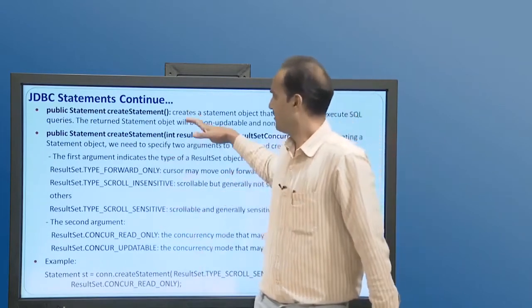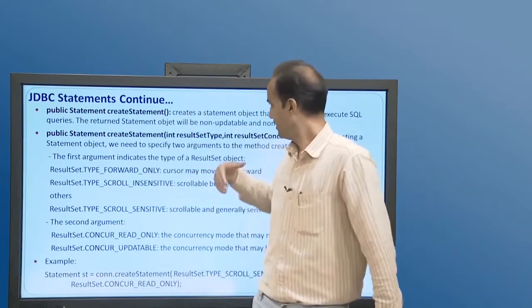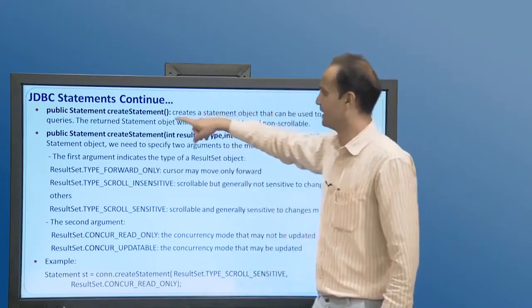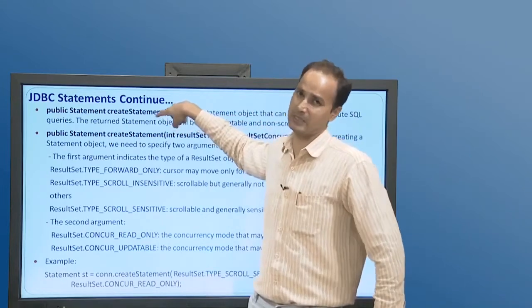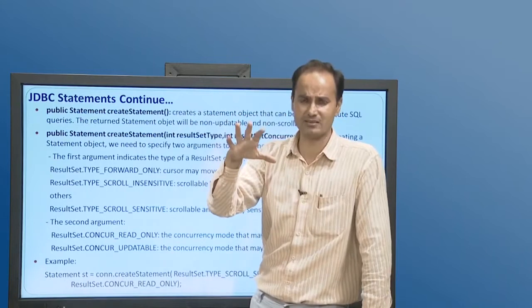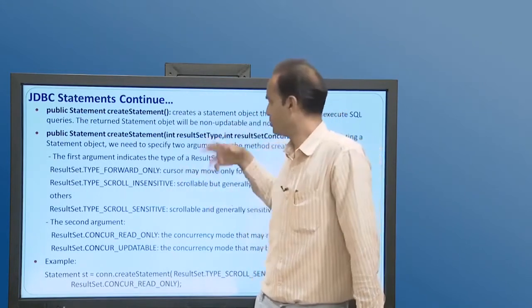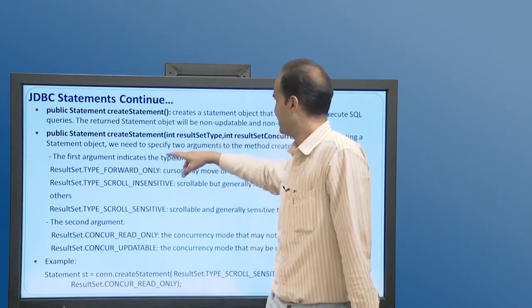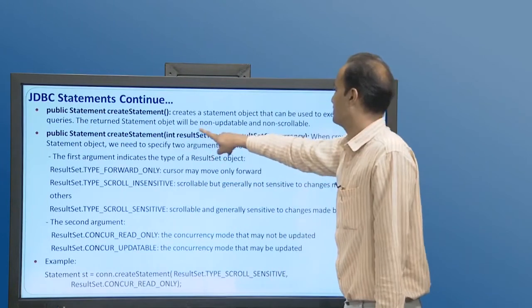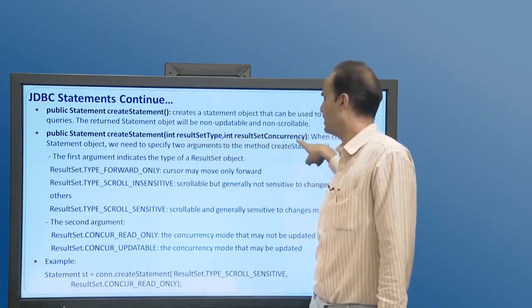Now, we have created this statement and seen the types of statement. Within the createStatement method, we can pass parameters. There are two important arguments that we can pass. If we do not pass them, that is okay, the default arguments will be used. But if we want to pass, we can pass two main arguments: one is the integer result set type, and the second is result set concurrency.